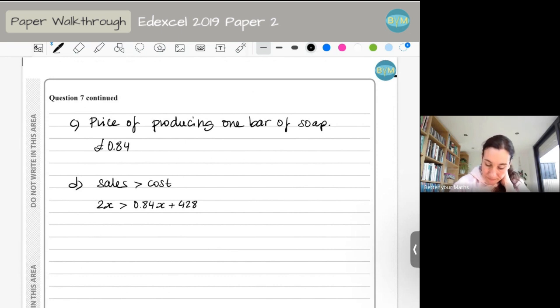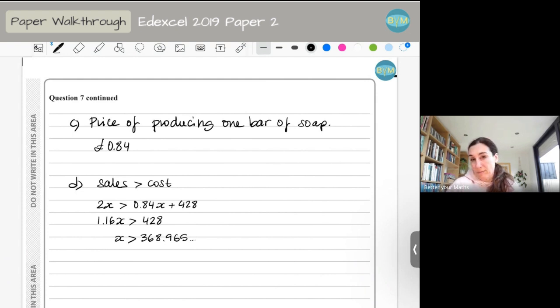So I have 2x minus 0.84x is 1.16x. 1.16x must be greater than 428. So x must be greater than 428 divided by 1.16. x must be greater than 368.965, something like that.